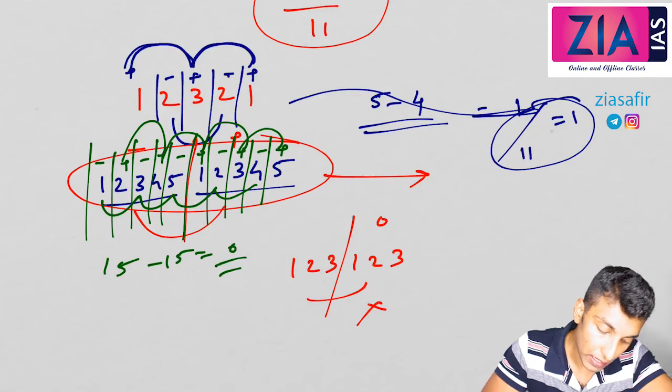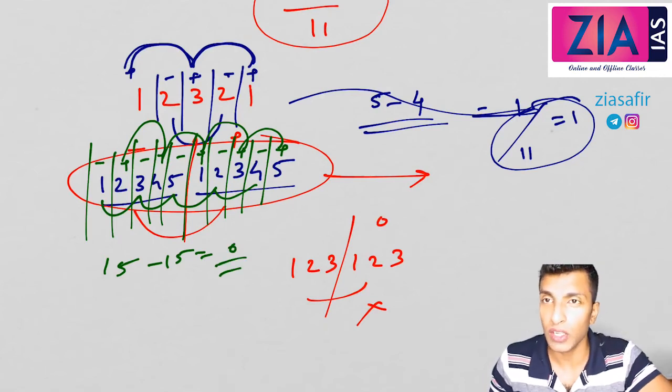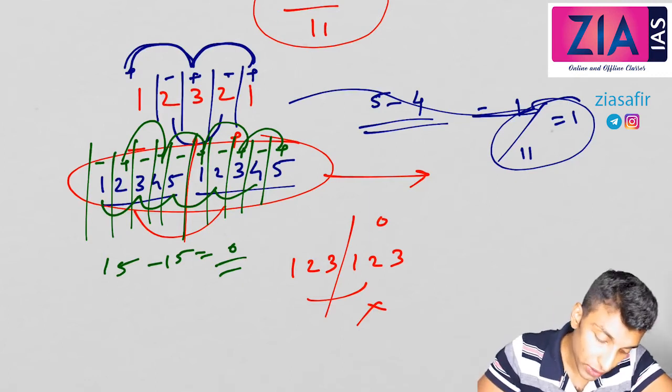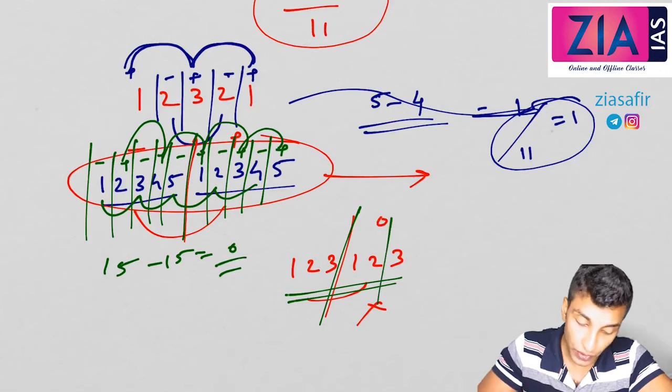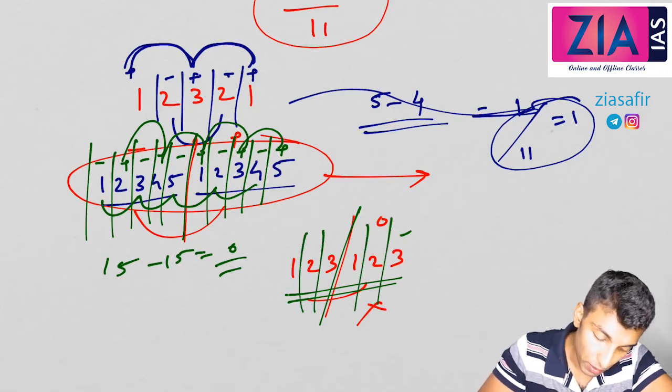So 15 minus 15, that is also 0. Okay, so in case of 11, I am saying you have enough flexibility. See, 1, 2, 3, 1, 2, 3, which we have done, this is a better division. But if you feel like you can divide like this also, not a problem. You can put plus, minus, plus, minus, plus, minus.